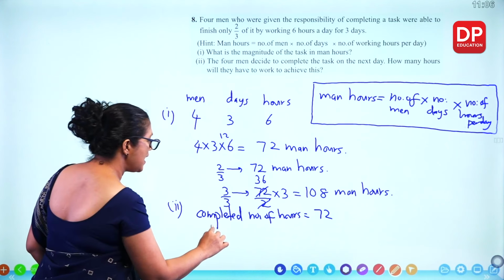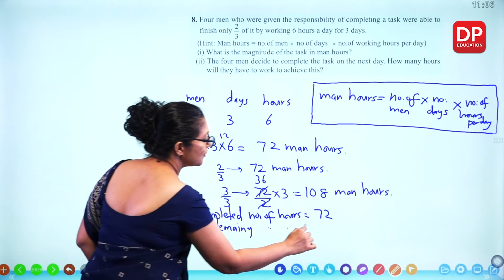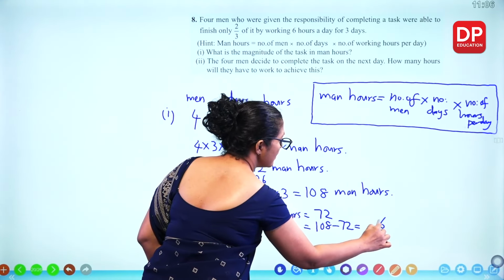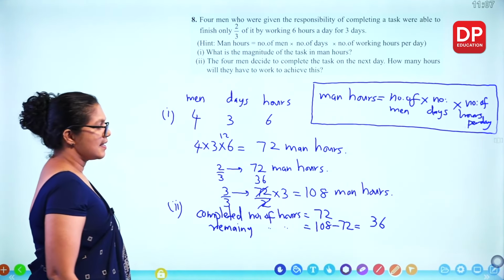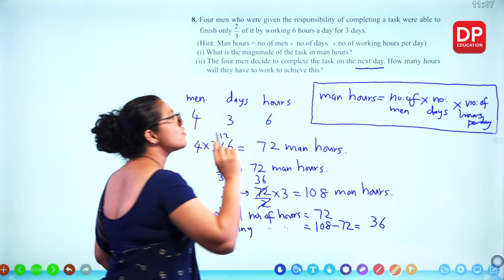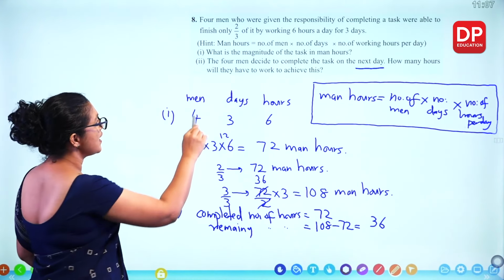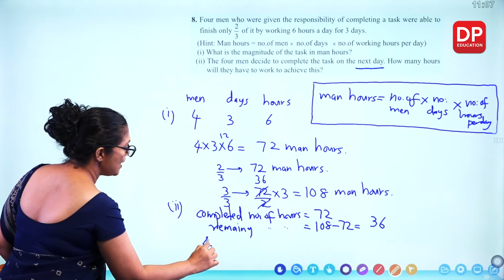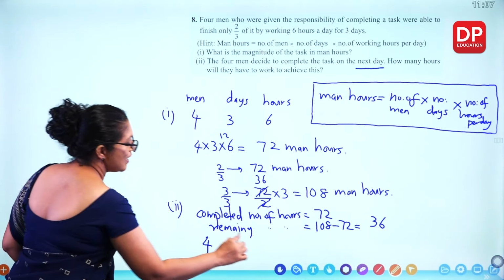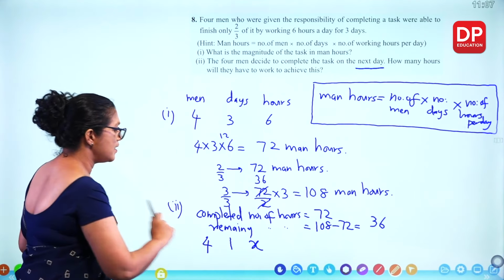So what's the remaining number of hours? 108 minus 72, you get 36. Now they want to complete this task the next day. So that means one more day. So here we can use 4 men, who need 1 day, and how many hours for 1 day?